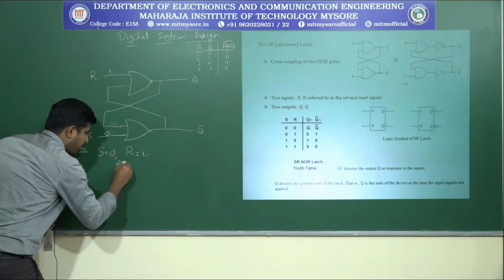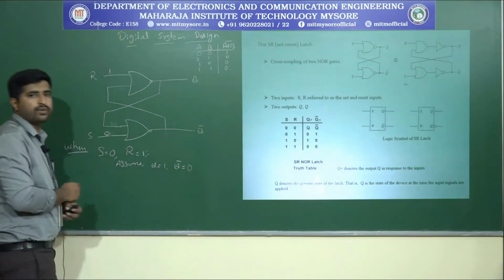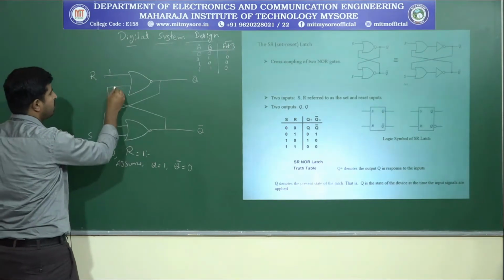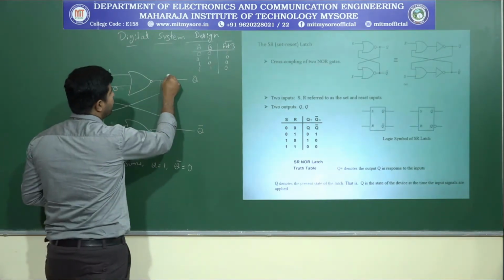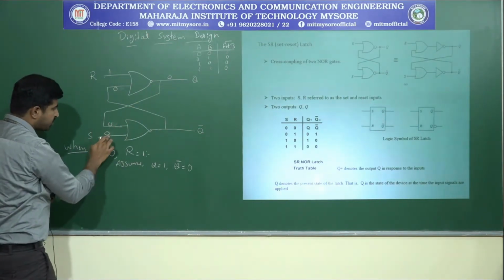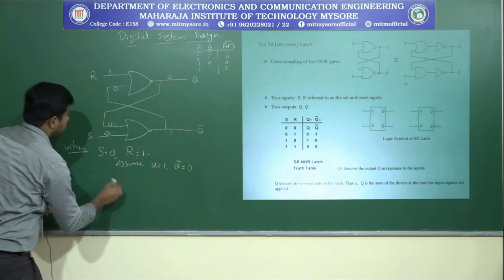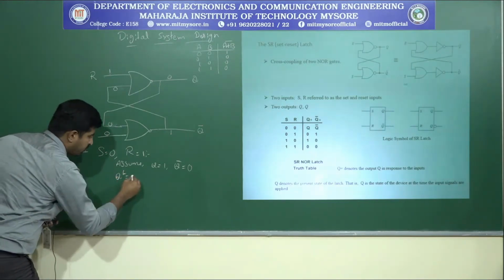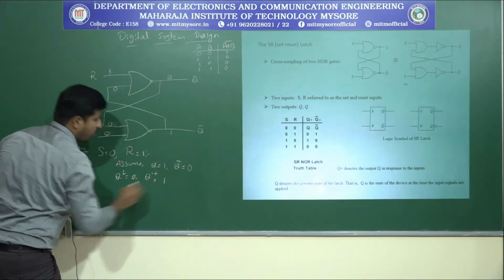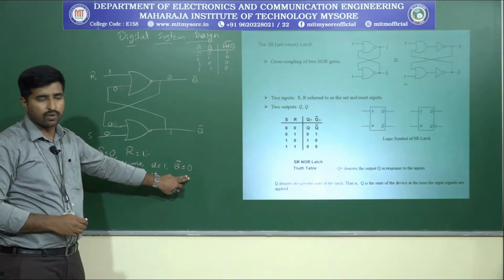So let's assume Q equals 1 and Q bar equals 0. That means we are going to give a Q bar of 0 here. Let's analyze this one. 1 plus 0, the output will be 0, and this 0 will be given here. So 0 plus 0, the output will be 1. That means Q plus will be equal to 0 and Q bar plus will be equal to 1, when the input Q equals 1 and Q bar equals 0.